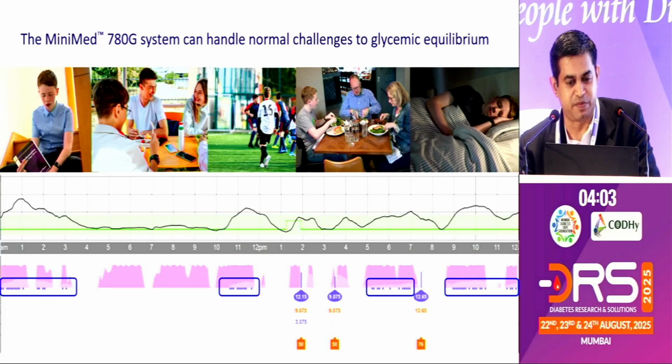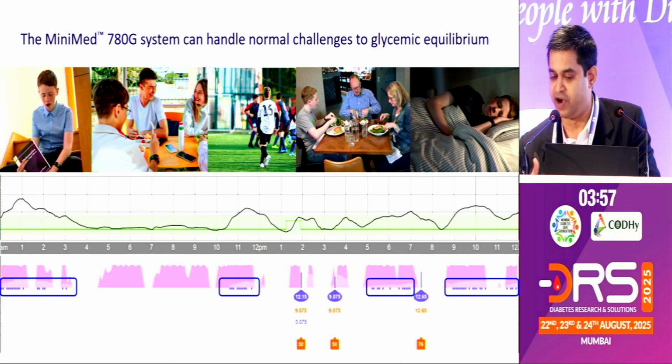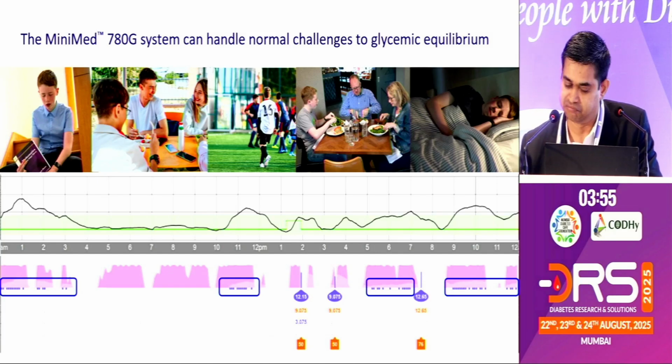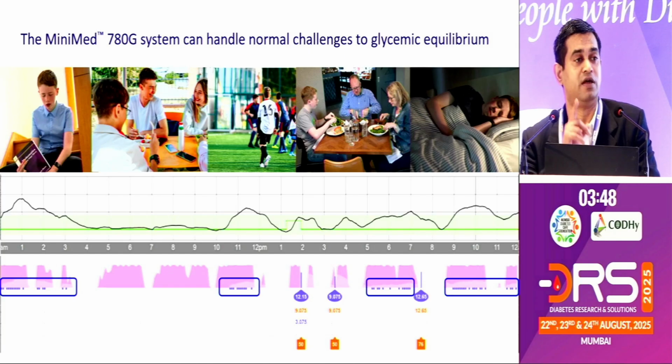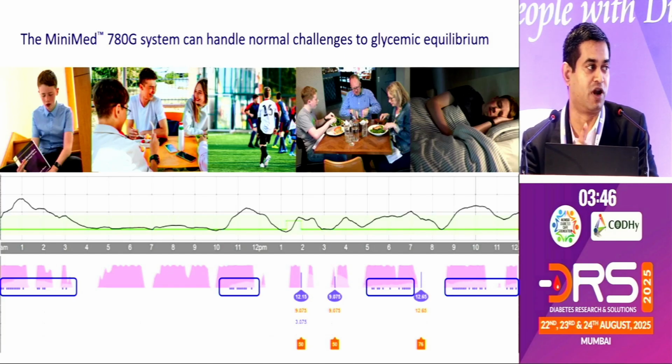So this system can handle any normal challenge to glycemic equilibrium, whether it is during stress, you are not well, sickness, you went to a party, you are playing, or in your fun times. It will adapt automatically to give you the best control. The best part is without causing hypoglycemia, because that is very important.